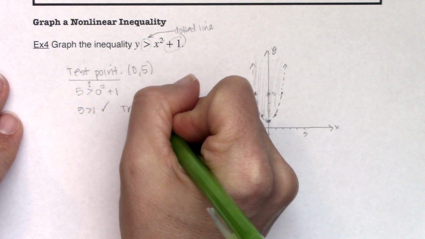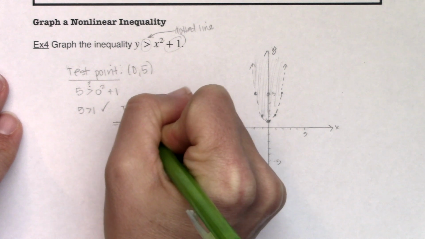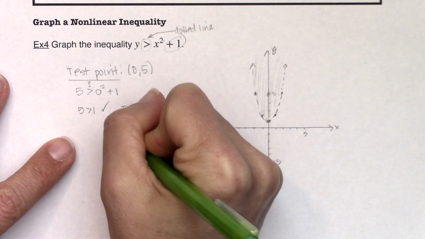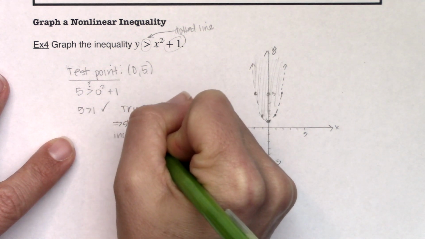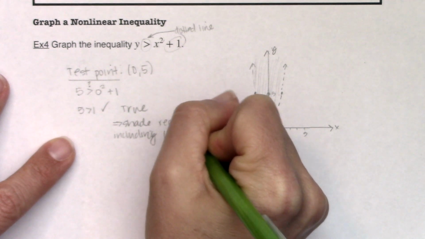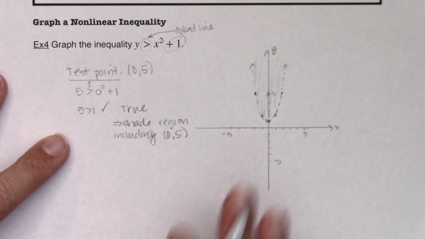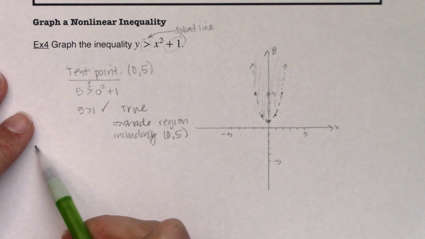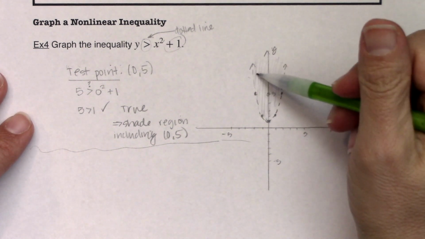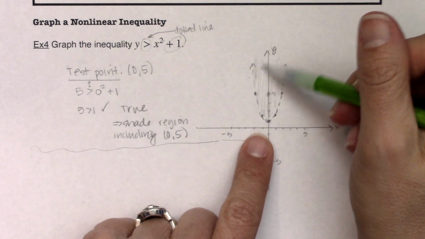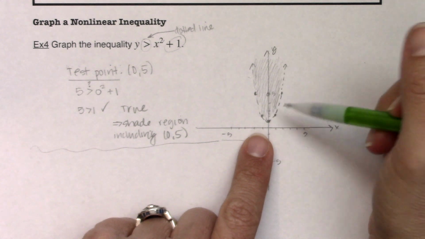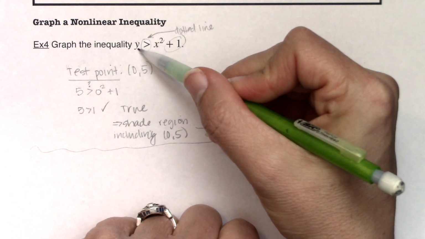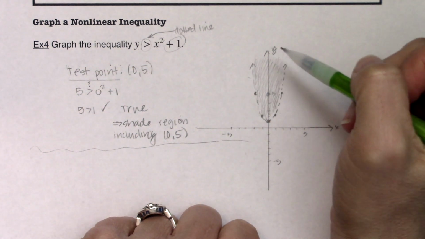So if you get a true statement, shade the region that includes your test point. Shade the region including 0, 5, or whatever your test point happens to be, okay? Now let me show you what this looks like if you get a false statement. So let's try something that's not in that region. By the way, this shading, that is my answer. That's the end game answer. That includes all of the ordered pairs where your y value is greater than your x value squared plus 1.